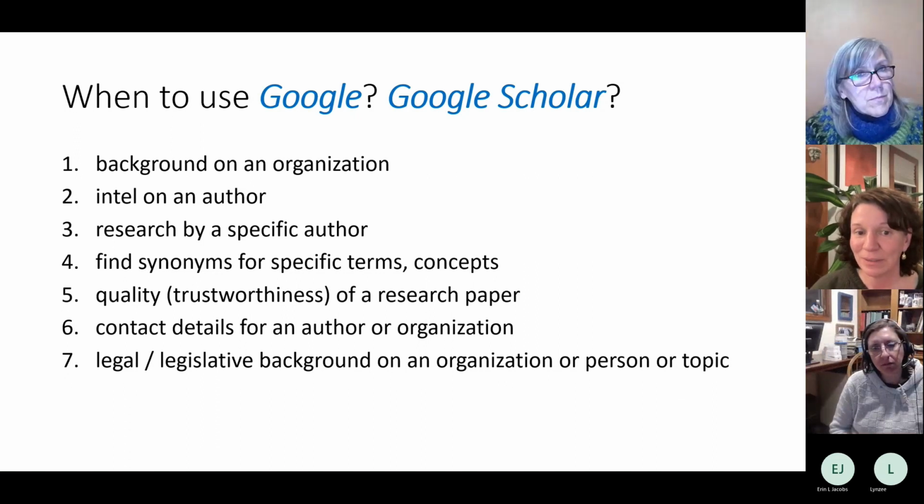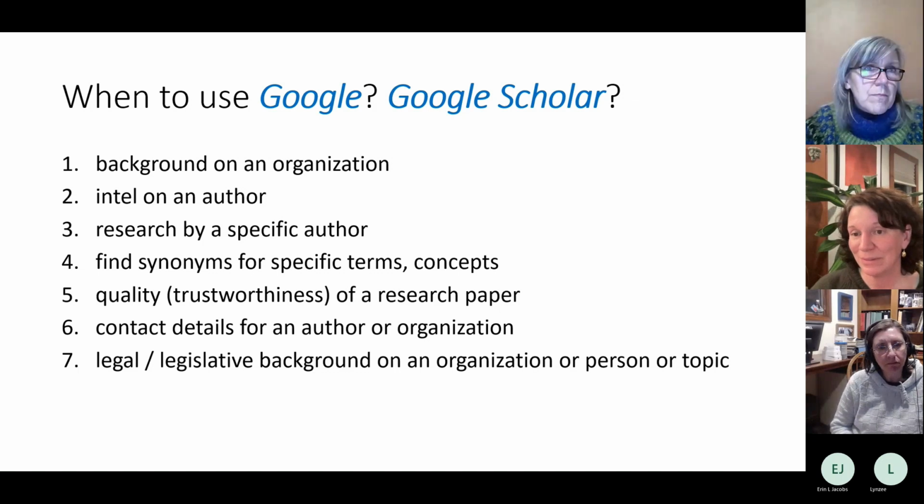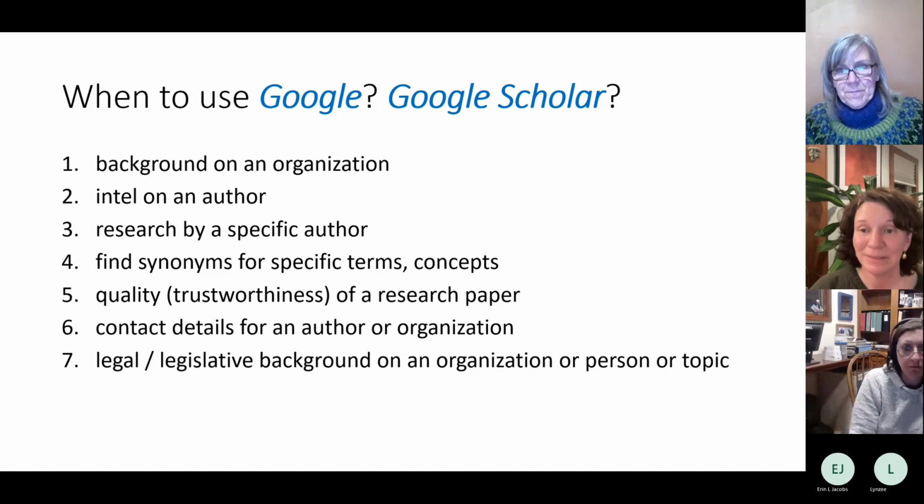And I'm not sure, like the quality and trustworthiness of a research paper, I guess we would choose Google Scholar. How about contact details for an author or organization? Does anyone know? Any guesses what they would do? Contact details for, yeah, I agree, Google.